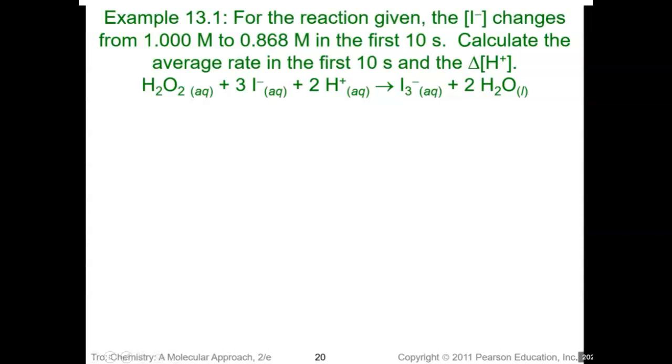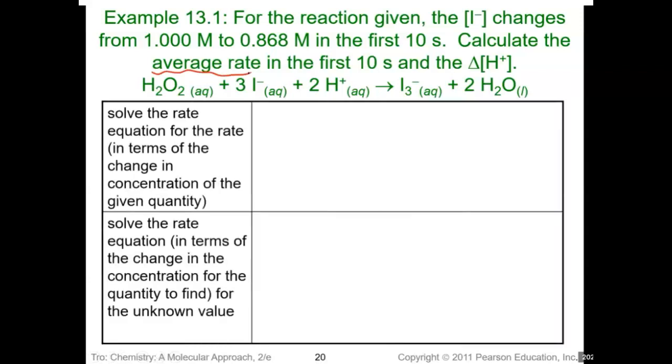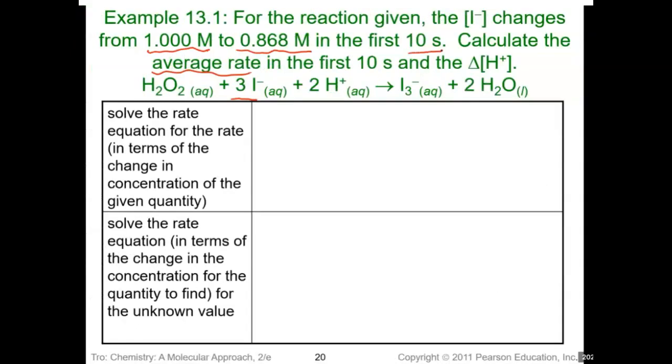Okay, so let's do some average rates, because instantaneous rates we can only do if we actually have a graph, and we don't have a graph here. These are the problems that we're actually going to see at the very beginning of our problems. For the reaction above, the change in I goes from 1 molar to 0.868 molar in 10 seconds. Calculate the average rate in the first 10 seconds and the change in the concentration of H.